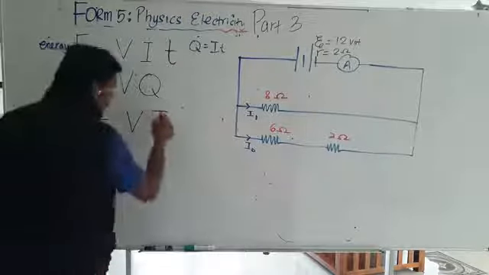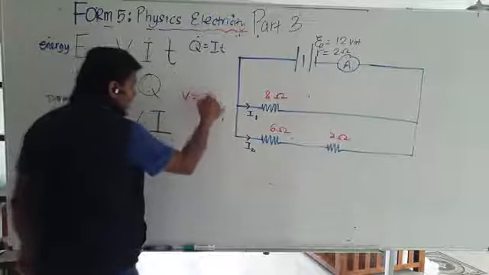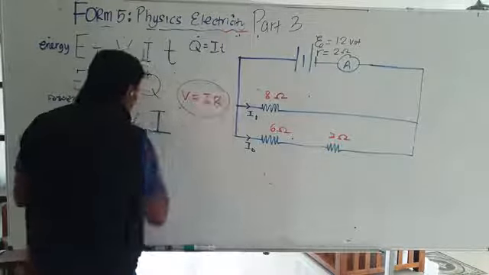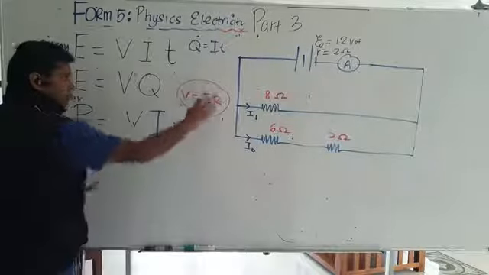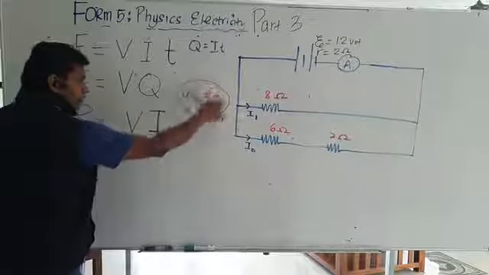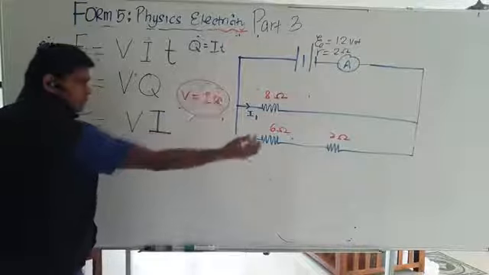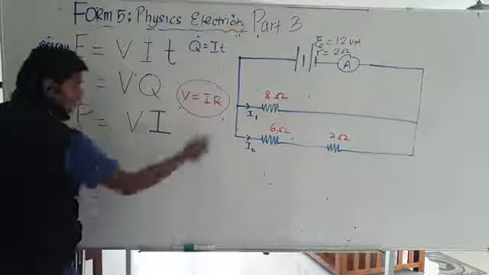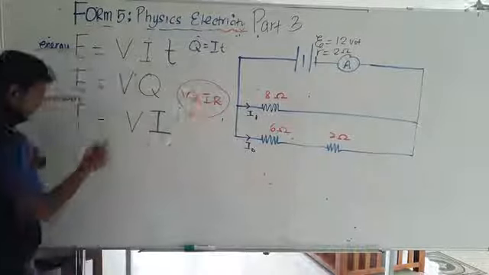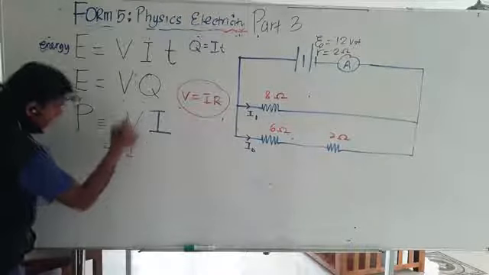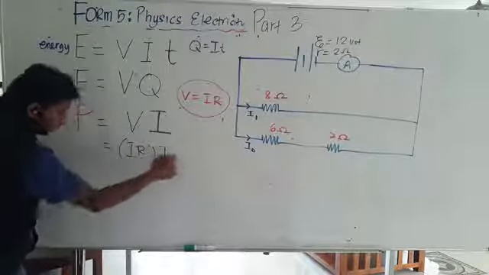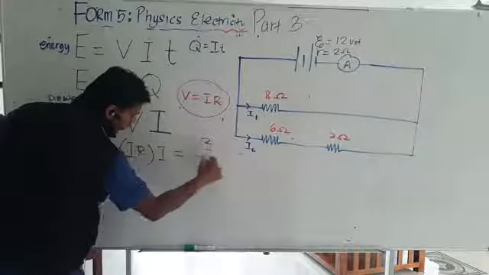Now, however, we have also learned that V equals IR. You see that? That is Ohm's law. If I take this V equals IR, this IR, and put it into the V in P equals VI, what do you get? You get IR times I, which equals I squared R.